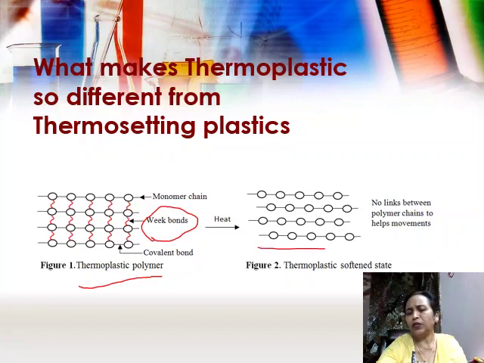Here in this, you can see there is no weak bond. The weak bond has melted, leaving the molecules as such. The molecules do not get deformed. The molecules remain as such.